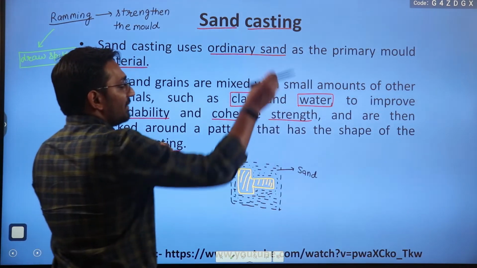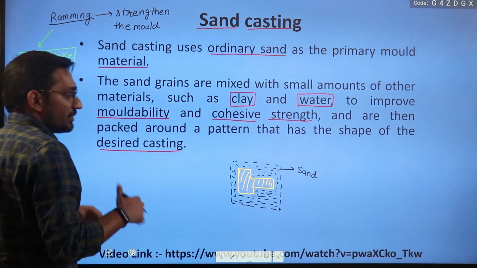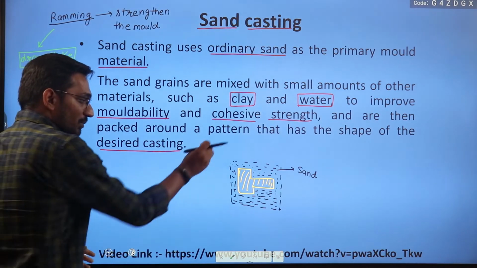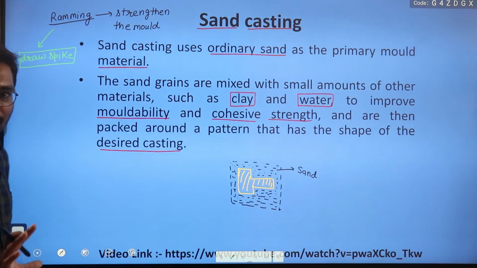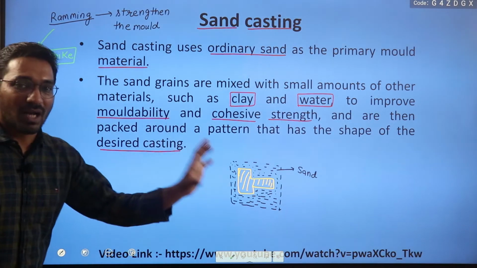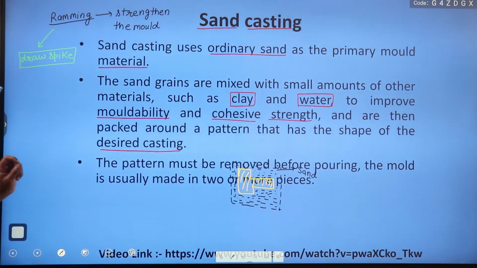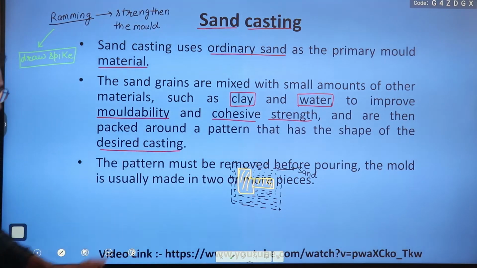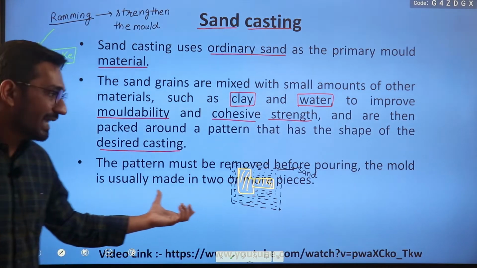In that cavity I will pour the liquid metal, whichever we want, and it will take the shape of this mold cavity and your product will be there, right? So this is the way to make the casting. Next, the pattern must be removed before pouring. Obviously, if you do not remove the pattern, then there will not be any mold cavity.